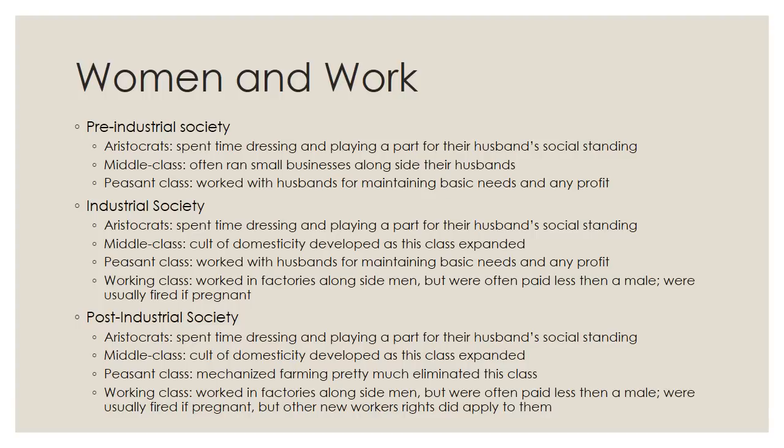As far as women working, the job of the aristocratic women in pre-industrial society was looking the part for their husband's social standing. They spent a huge amount of time dressing. A woman would actually go through about 7 or 8 different outfits a day if you were an aristocrat. You had your breakfast outfit, and then you would go out for riding, you would go visit friends, you would have to change your clothes, then you would have your luncheon outfit, and then you would have your tea time outfit, and then you would have your dinner outfit. So it was constant changing of clothes.